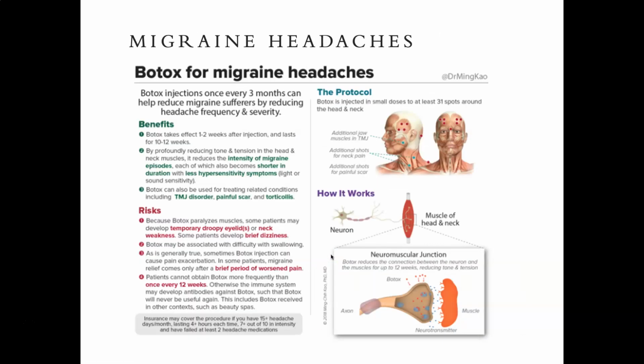Let's look at migraines. This is where they have found that Botox is very helpful for migraine headaches. They can inject it in small doses, sometimes up to 31 spots around the head and neck. And what it does is it stops that muscle spasming. And so this just gives you some information about that.